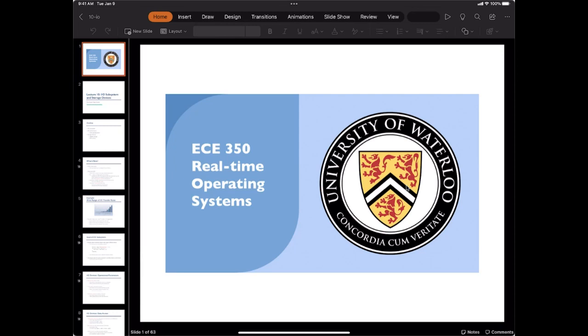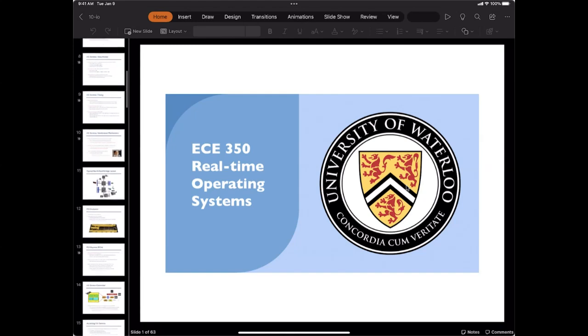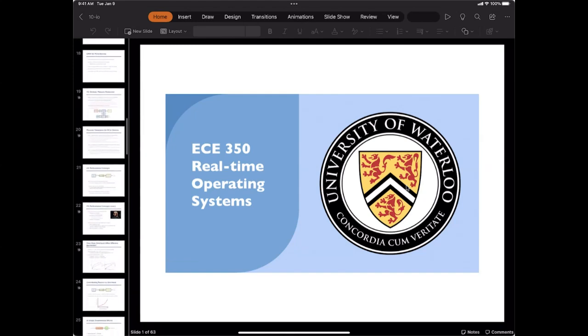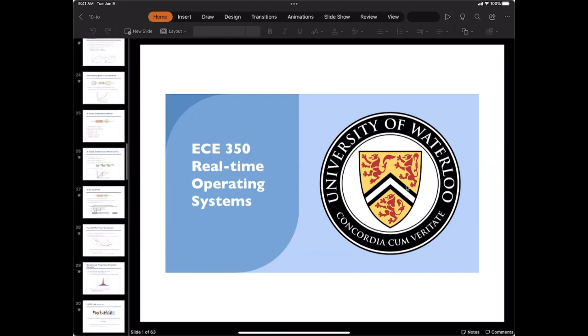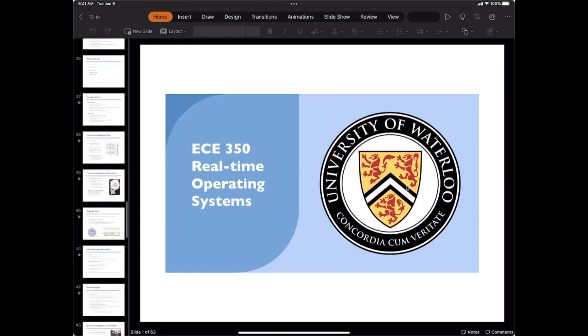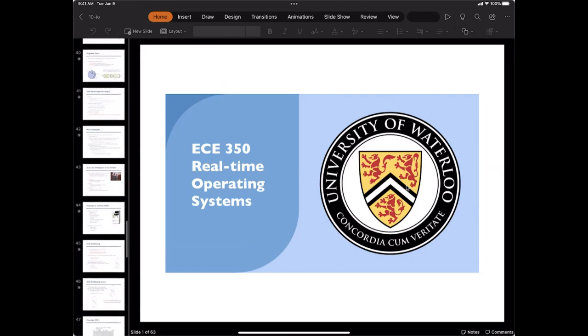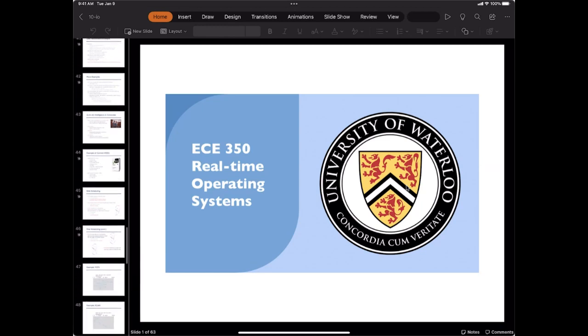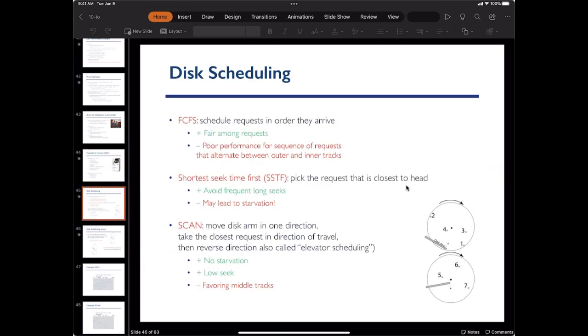Okay, good afternoon. So today we'll try to finish up the I/O subsystem and then hopefully get started with file systems. So last time we discussed hard disks.